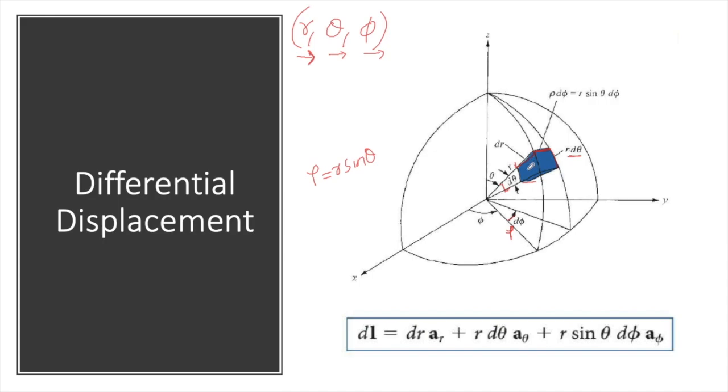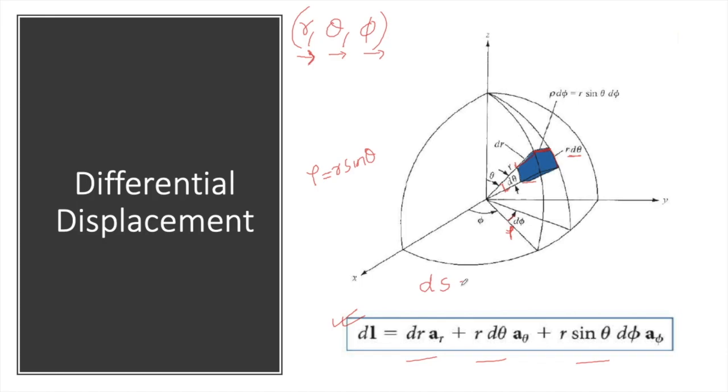As we did for the last two cases, on the same grounds we are going to write dl also. If we move from this point to this point, it will be dr ar. Similarly, if we move from this point to this point, it will be r sine theta d phi along the direction a phi. Similarly, moving from this point to this point, that will be r d theta along the theta direction. So that's what we have written here: dl equals dr ar plus r d theta a theta plus r sine theta d phi a phi. Once we have these three, we can easily write ds.